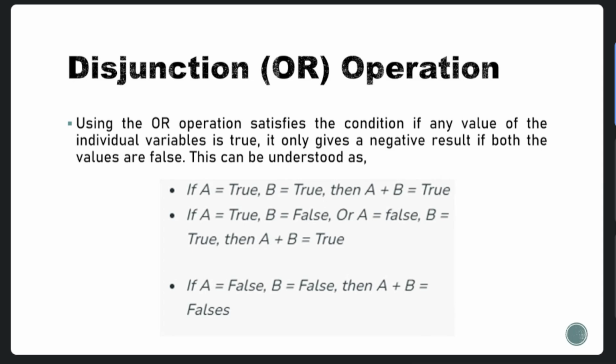when it is true, so A plus B is equal to true. And then, when A is equal to true and B is false, it is true. And then, when A is equal to false and B is equal to true, then A plus B is true. And then, when both are false, A plus B is equal to false.